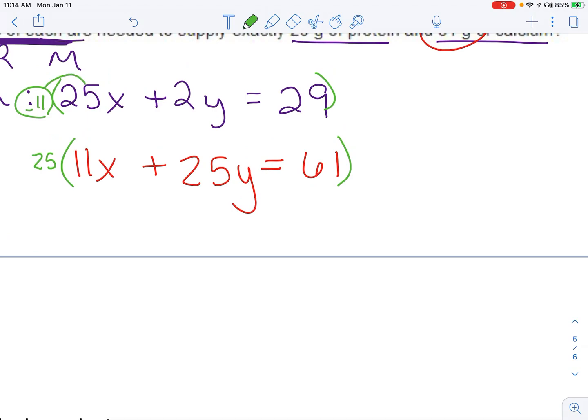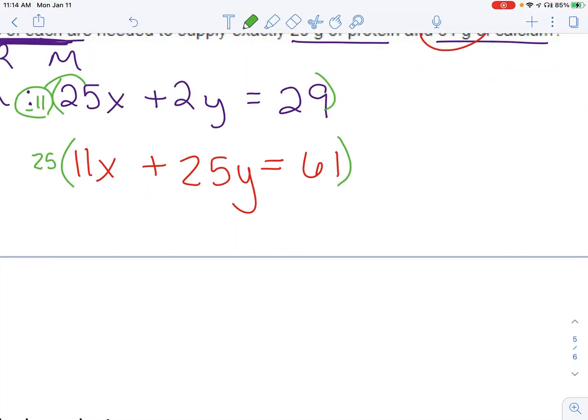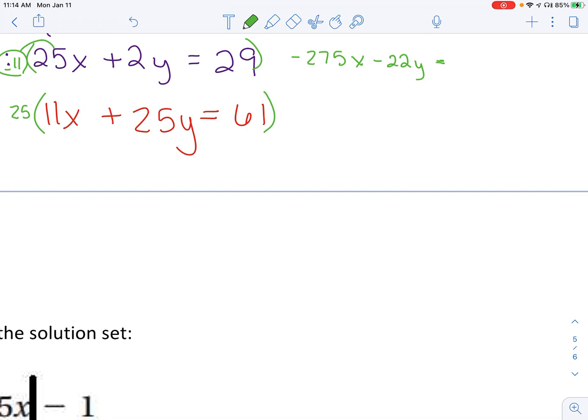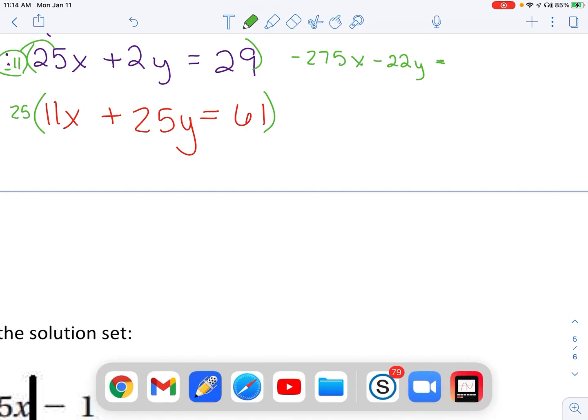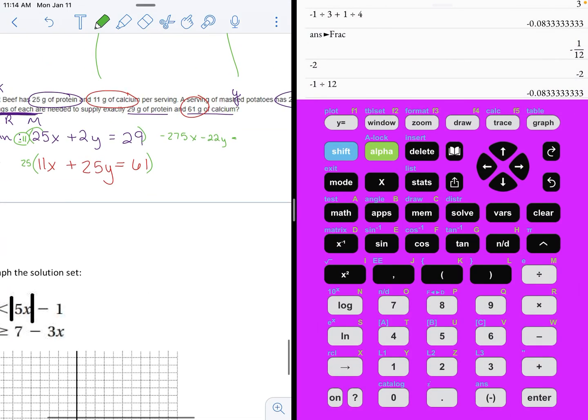Negative 11 times 25, I think it's 275. We better double check though, because you don't want me to get that wrong. 11 times 25, 275. Okay. So it's negative 275x minus 22y equals, we better double check this. Now I'm doing 11 times 29, 319. So negative 319.